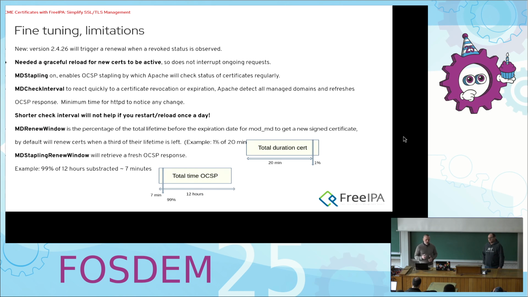Then the renew window is the percentage of time before the expiration date at which the certificate can be renewed. If we put 1%, it's 1% before the expiration date, which in this example is 20 minutes. And then the stapling renew window is the minimum time to retrieve a fresh OCSP response, which is subtracted from the default time of 12 hours. If we set this to 99%, subtracting that from 12 hours gives us approximately 7 minutes.